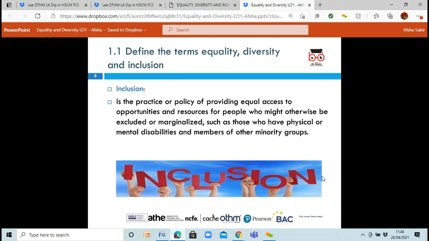Then we've got inclusion. So this is the practice of providing equal access. So giving everybody the same opportunities, having access to the same resources for everybody. There might be some people that you'll come across and you'll be like, oh, I don't want to treat them. They shouldn't be included. Or this older gentleman should get treated first because he's elderly.